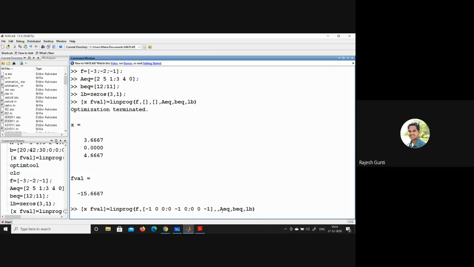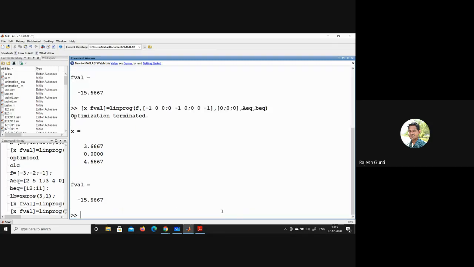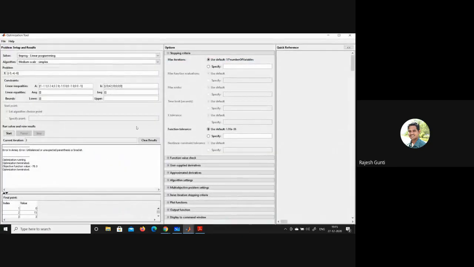This LB I am writing here as 0 semicolon 0 semicolon 0. Here we have to remove LB. LB I am writing as AX is less than or equal to B. You will get the same answer. The previous answer is the same as the present answer. The same problem we can solve using the same approach.